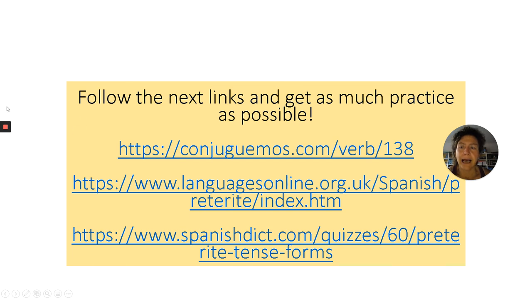And hopefully we're going to carry on doing it next week as well, but hopefully you get a good understanding. So this is the work of this week. Learn the song, practice as much as you can with the preterite tense, and follow these links and practice and learn your endings, please. Okay? Muchas gracias, chicos. Adiós.